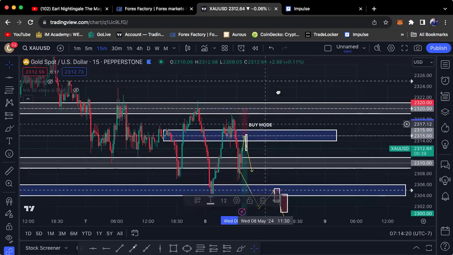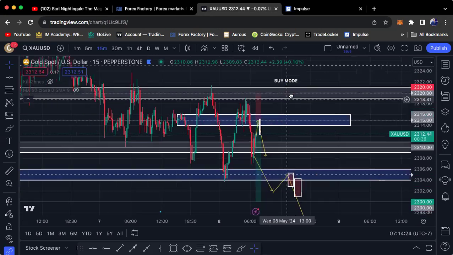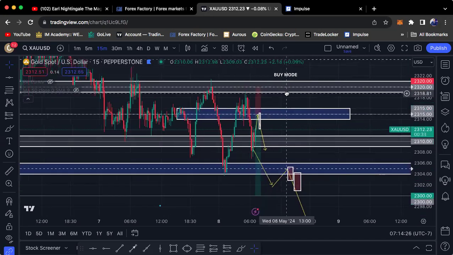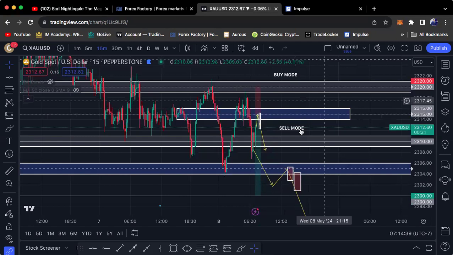Actually here, if it goes up here, it's buy mode. But if it's still down here, then it's sell mode. I'm looking for sells only.